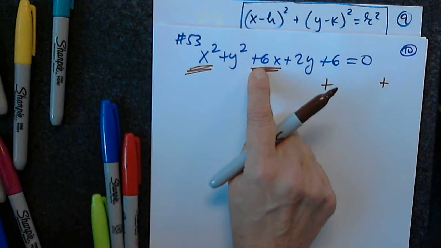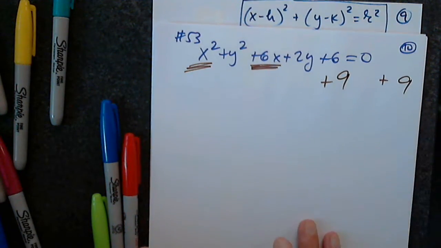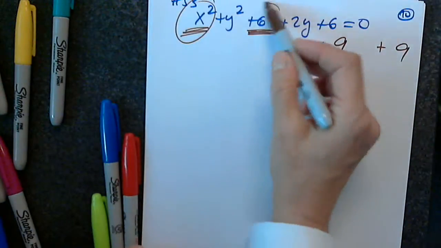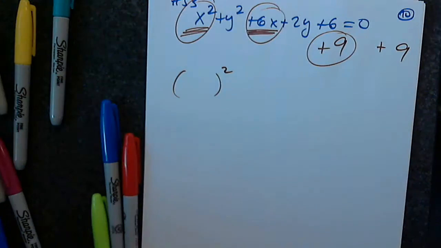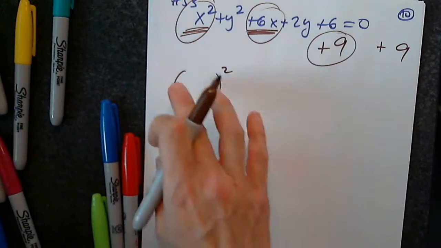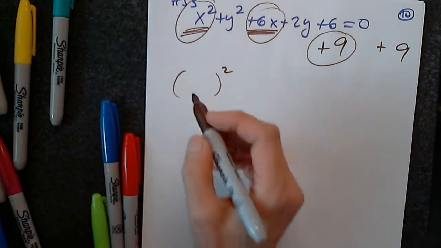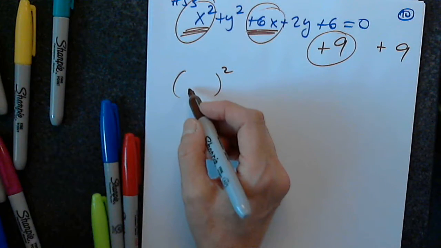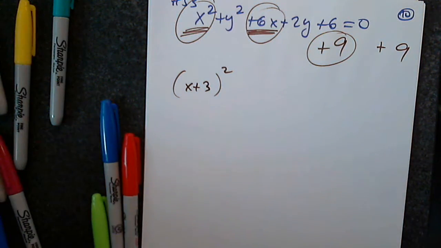square 3. This is what I need to add to both sides to change these 3 into what? What binomial squared is x squared plus 6x plus 9? Of course. Very good. Awesome.